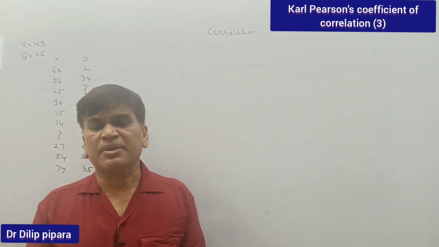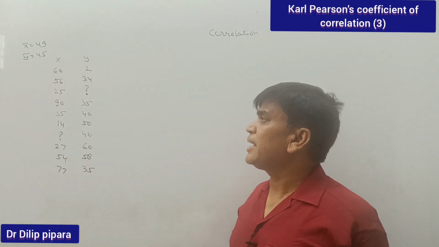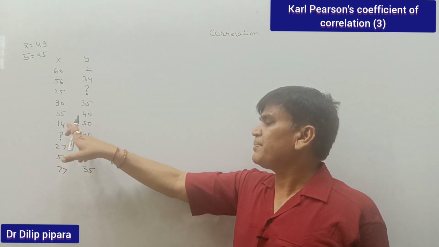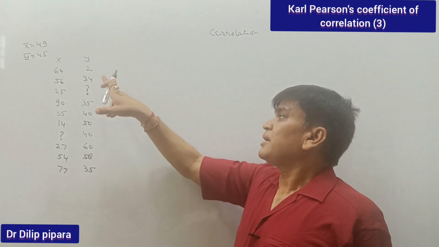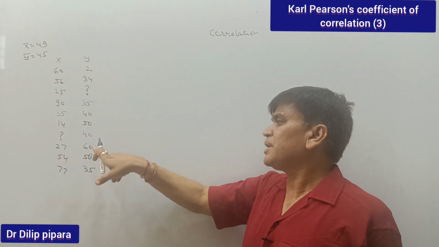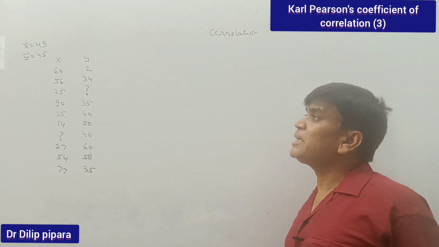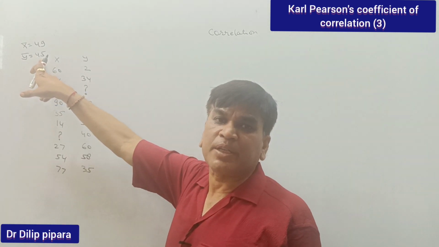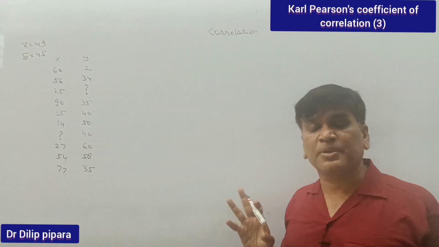The example is given on the blackboard, where some missing values are also present. Here the X series is given: 60, 56, 25, 90, 35, 14, one is missing, 27, 54 and 77. In the Y series: 2, 34, a missing value, 35, 40, 50, 40, 60, 58 and 35. It is also given that the arithmetic mean of the X series is 49 and the arithmetic mean of the Y series is 45. With the help of this, we are to calculate the Karl Pearson coefficient of correlation.